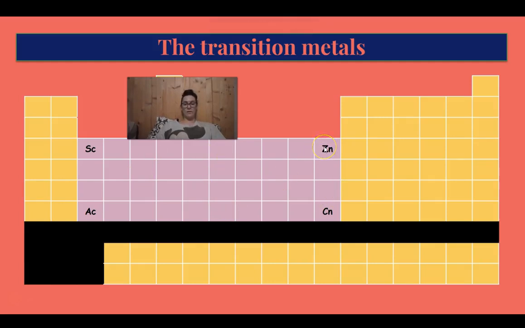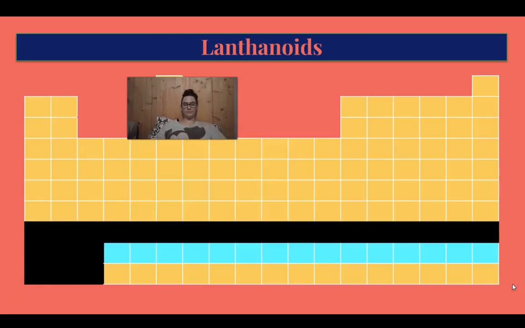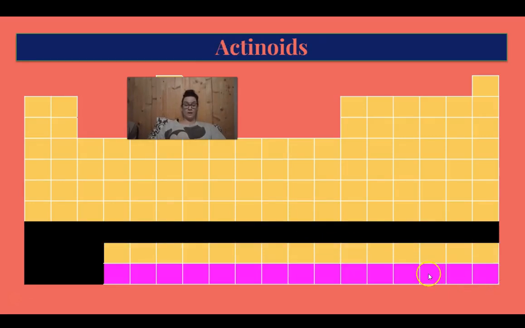Of course, except zinc. Remember, zinc isn't considered a transition metal because it doesn't have any unpaired electrons in the D block. Then we have the rare earth metals, also called the lanthanides or lanthanoids. Then the actinides/actinoids are down here, which are mostly radioactive and pretty much only exist for very short periods of time in a laboratory setting.